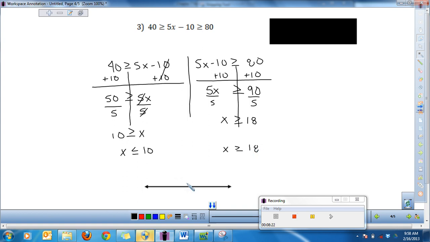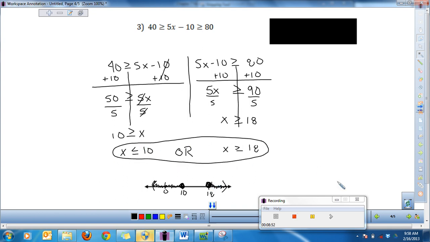I'm going to go ahead and graph this. I'm going to have a 0, a 10, and an 18. I need a closed dot on 10, and it's less than, so I'm going to shade to the left. I have a closed dot on 18, and it's greater than, so I'm going to shade to the right. You should have noticed that this is an or statement because it's going in either direction. So I'm going to put or in between. And there's my solution and my graph.